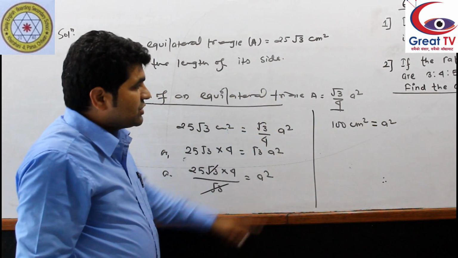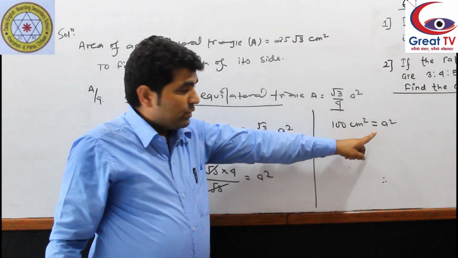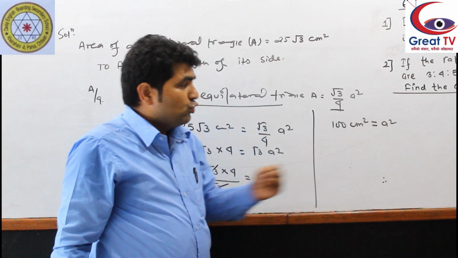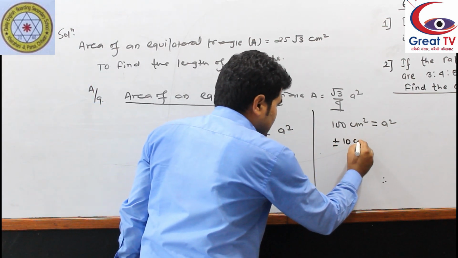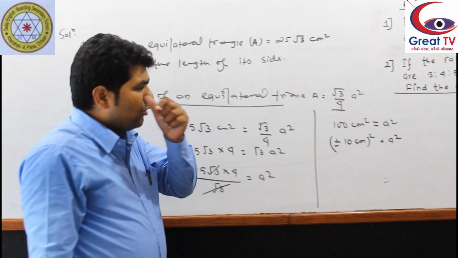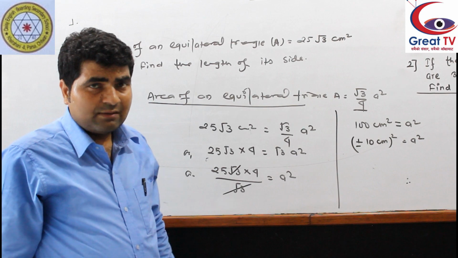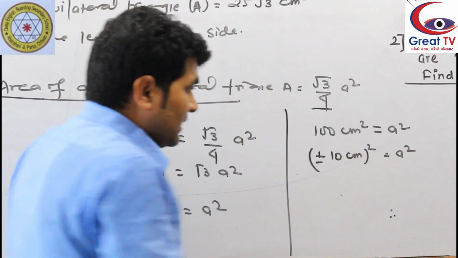This is a quadratic equation. We get two values of a. So plus minus 10 cm, whole square, equal to a square. Now the value of a equals plus minus 10 cm. We can use here the properties of exponential equations.